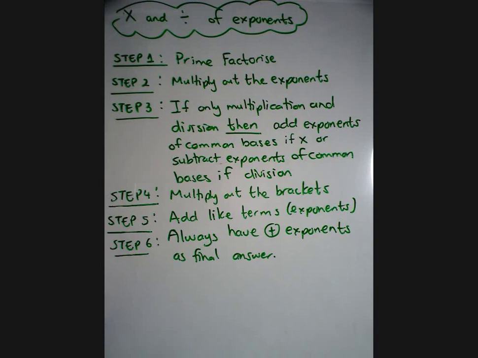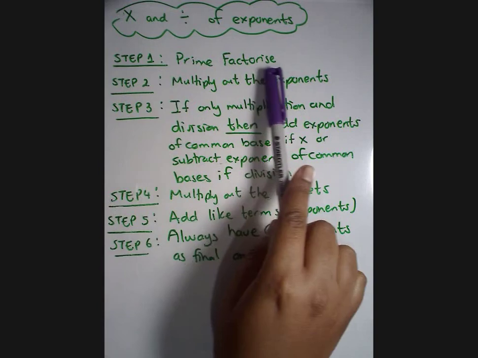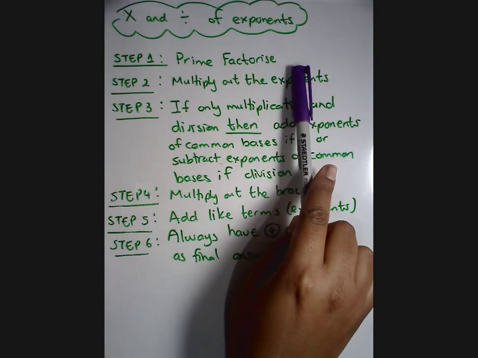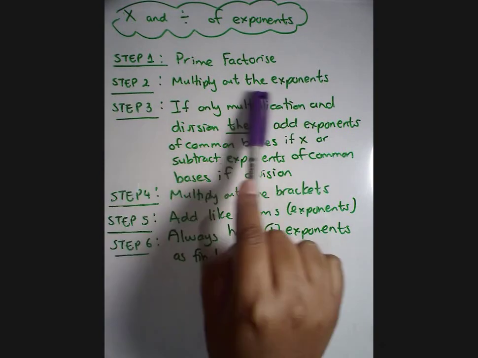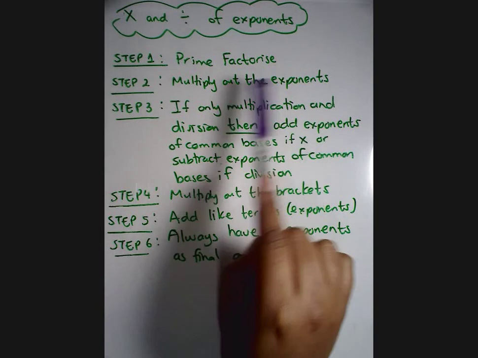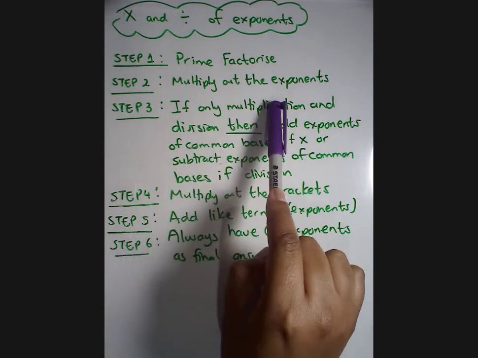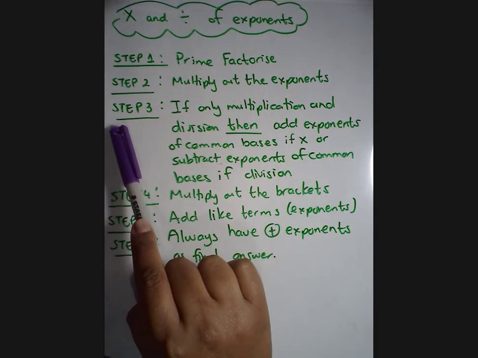Let's recap what we just learned. When you do multiplication and division of exponents, step 1, you must do prime factorization. So remember, use your calculator, type in the number, press equal to, press shift, press FACT. Then step 2, multiply out the exponents. Remember the exponents on the inside, exponents on the outside, multiply them out. Make sure you're multiplying properly. That's called like the shower method.